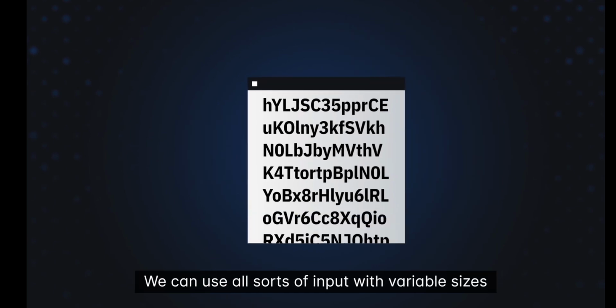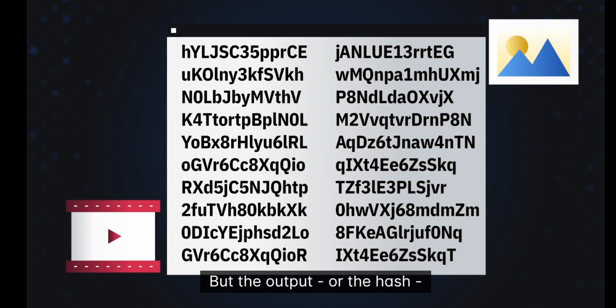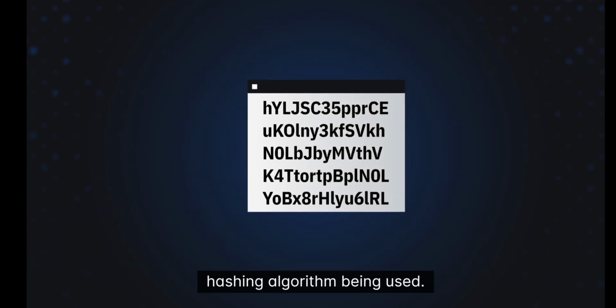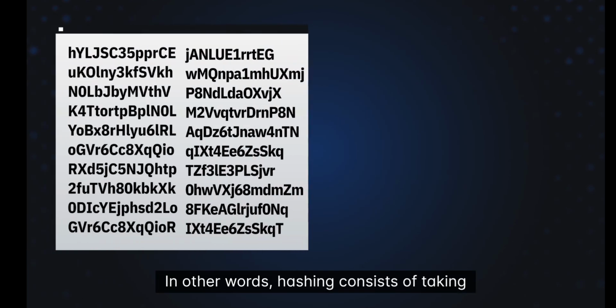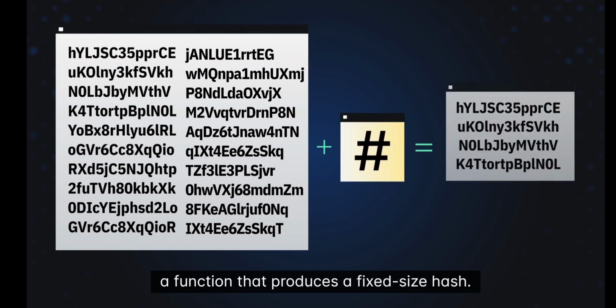We can use all sorts of input with variable sizes such as text, images, and videos, but the output, or the hash, will always have a predictable length. The length of the hash depends on the hashing algorithm being used. In other words, hashing consists of taking data of any size and passing it through a function that produces a fixed size hash.